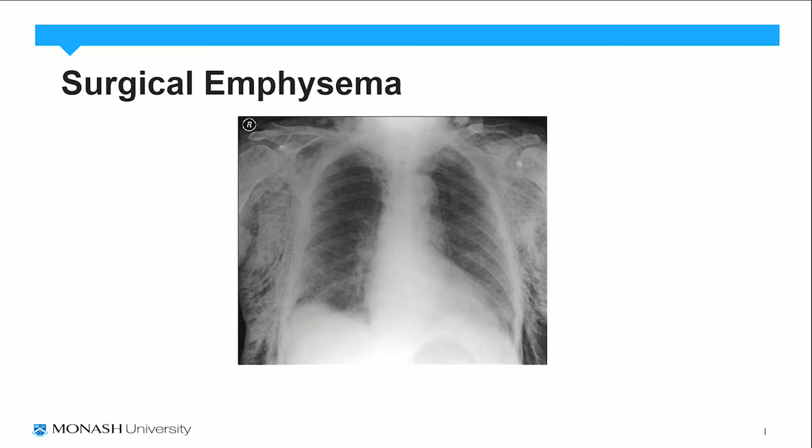It's important to look at the soft tissue if there's trauma, and in this case we can see on both sides that there is abnormal air within the soft tissue next to the rib structures, and this of course is surgical emphysema.